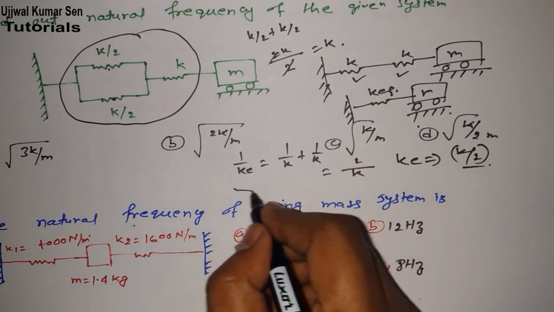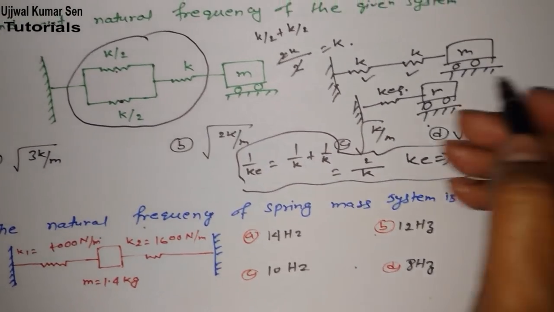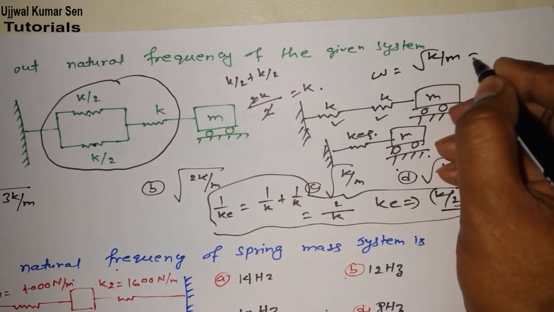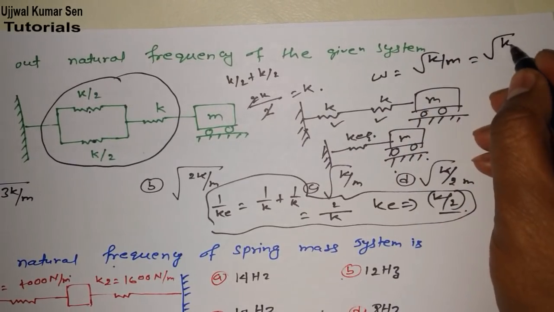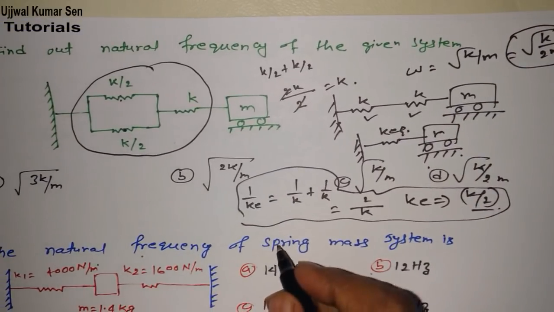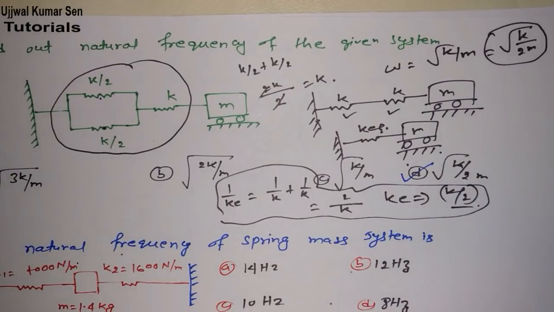Okay, this is a simple calculation, that's why I am going a little bit fast. So we know that omega is equal to root under k by m, but here k is equal to k/2, so root of k/2m is the right answer. So k/2m is option D. Option D is the right answer for this question.